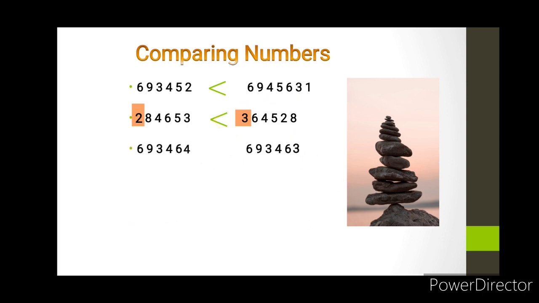Similarly, the third one. First we will count the digits: 1, 2, 3, 4, 5, 6, and 1, 2, 3, 4, 5, 6. Now compare the digits one by one. 6, 9, 3, 4, 6, 9, 3, 4, then again 6, 4, 6, 3, which means the last digit, this 4 and 3, are different, and 4 is greater, so this whole number becomes greater. It's easy, right? Similarly, the next one, 5 and 6, so 6 is greater, so this whole number is greater.